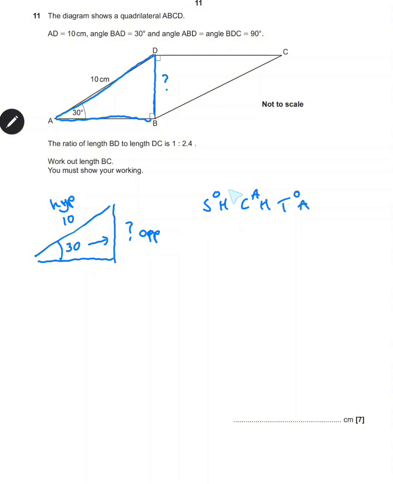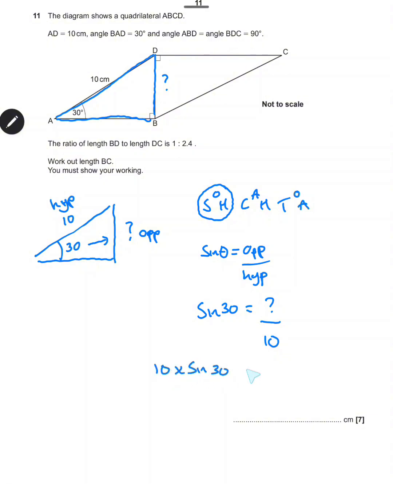Straight away, opposite hypotenuse. This is a sine question. So let's write that out fully. Sine theta equals opposite over hypotenuse. And we can substitute. Theta is the angle 30. So we'll write sine 30 equals, the opposite is the thing I don't know, and the hypotenuse is 10. And then there's a one-step rearrangement to get question mark. I'm just going to times both sides by 10, and you get 10 times the sine of 30 equals question mark.